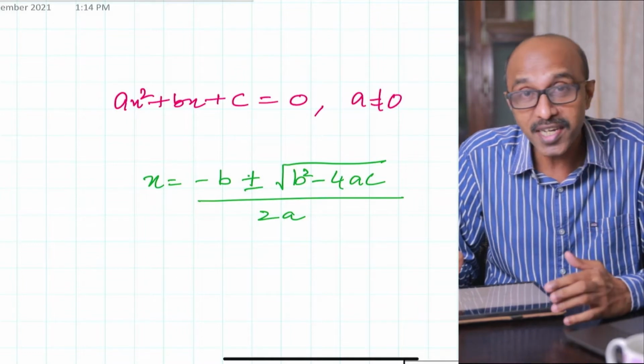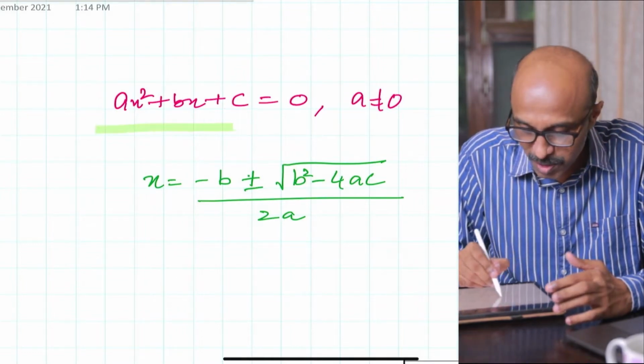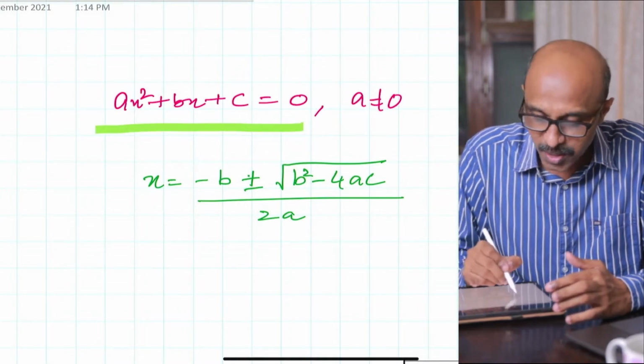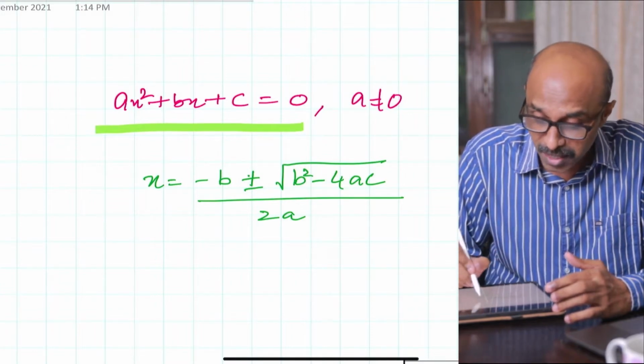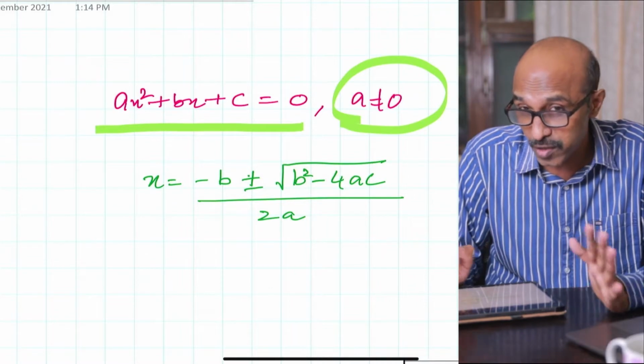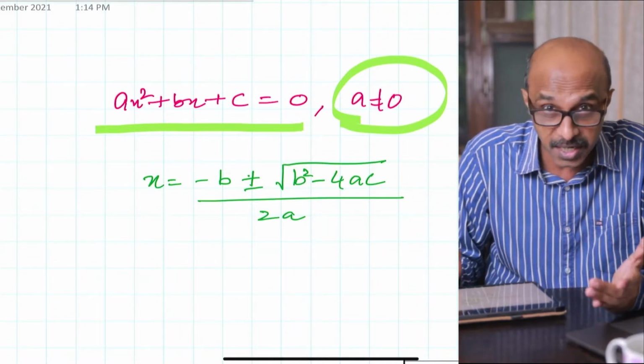The general form for any quadratic equation is ax squared plus bx plus c is equal to 0. a is the coefficient of x squared, b is the coefficient of x, and c is the constant term. The condition to keep in mind is that a is not equal to 0, otherwise this will just be a linear equation.